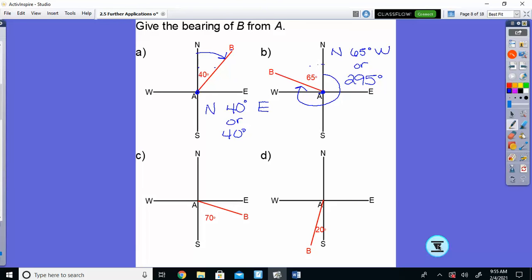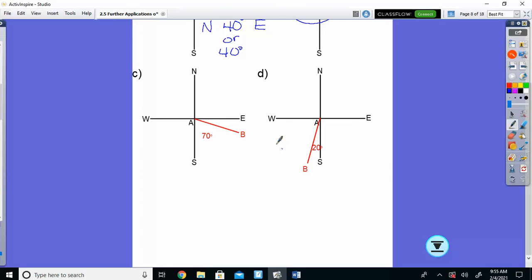Okay, C. So from A, do we go north or south? How many degrees from the north-south line? And east or west? Or, if I was doing a single degree measure from due north going clockwise, how far would that be? Down all the way to here would be 180 minus that 70 is 110.